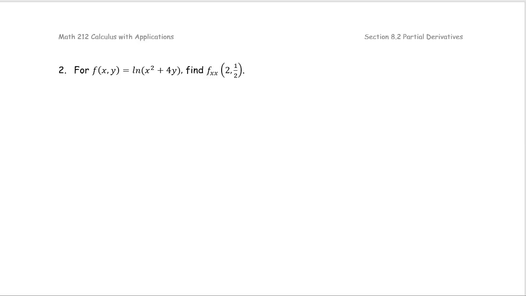Number 2, this function f(x,y) is in the form of the natural log of the quantity x squared plus 4y. And we are going to find the second partial derivative at x equals 2 and y equals 1/2. We're going to find fx first, which is the first partial derivative, or the partial with respect to x of the natural log of x squared plus 4y.